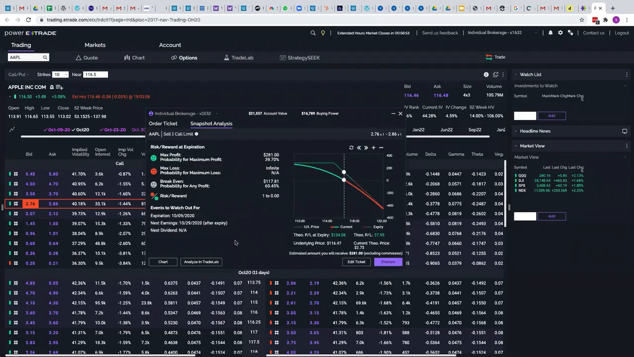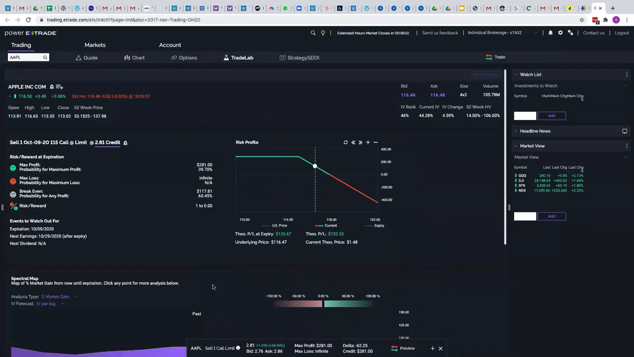Now let's look at the same thing in the trade lab again. How does it look? You see this? If the price is 110, you are still profitable. Whatever credit you got, the $2.76 remains with you, 276. So what is the max profit? Again, it's 281. Max loss is again this one. I don't know, this is not showing up correctly, but the graph is like this one.